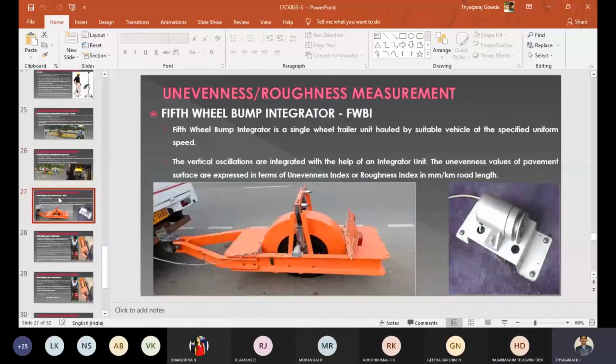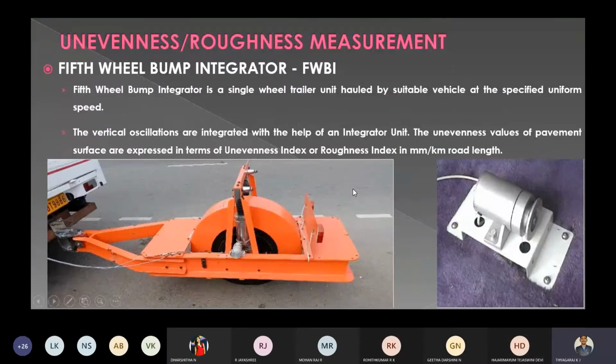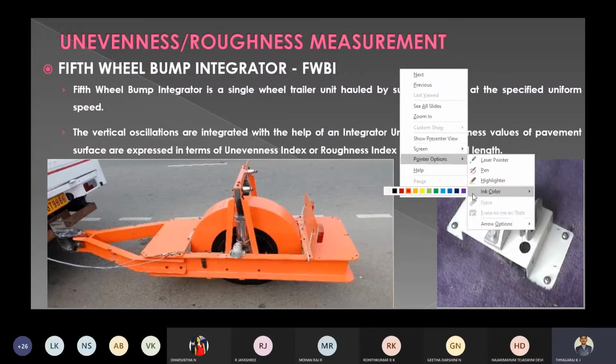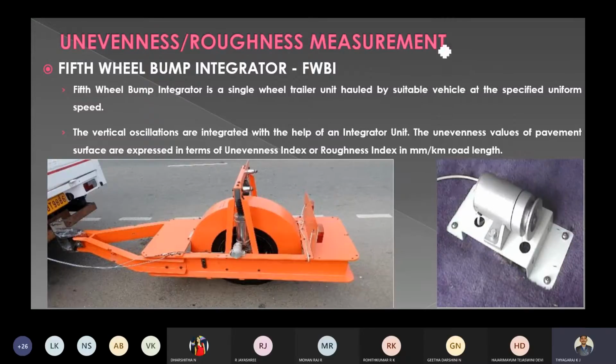So you can see here the same equipment we are going to discuss now. I told you, it is an extra wheel which will be fitted to the moving vehicle. Hence it is called a fifth wheel. As we all know there will be four wheels for a given vehicle, but we are fixing an extra wheel to record the reading. Hence it is called a fifth wheel bump integrator.